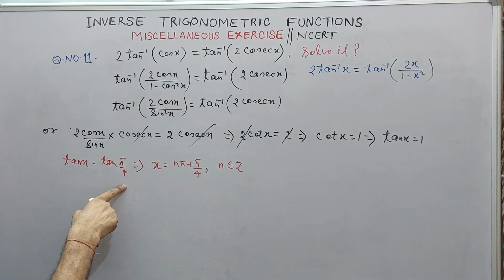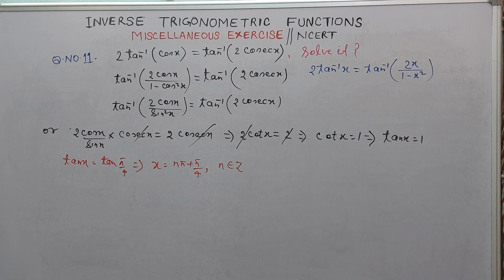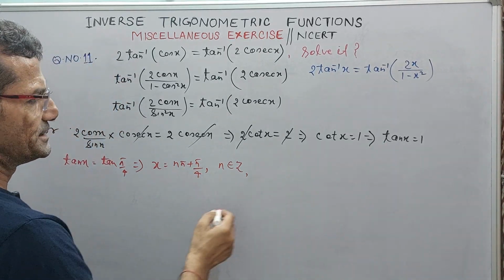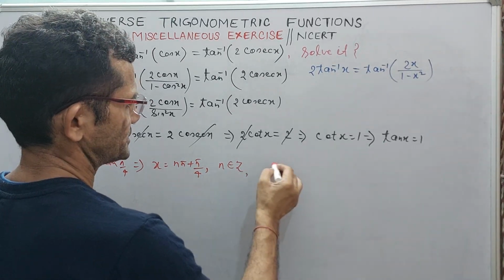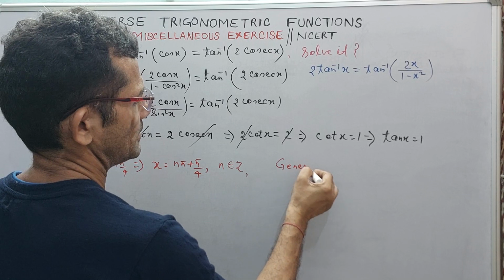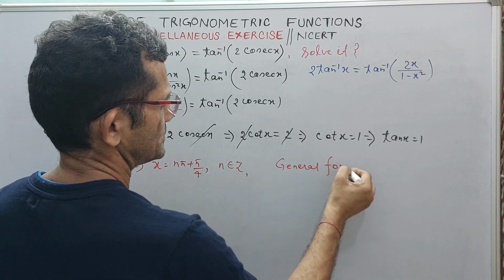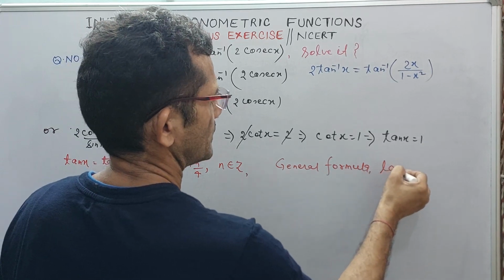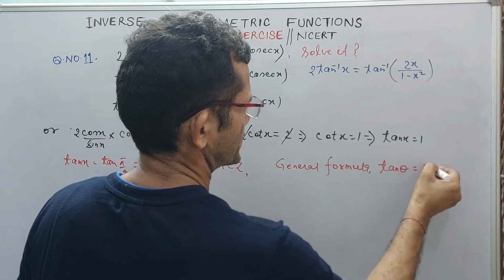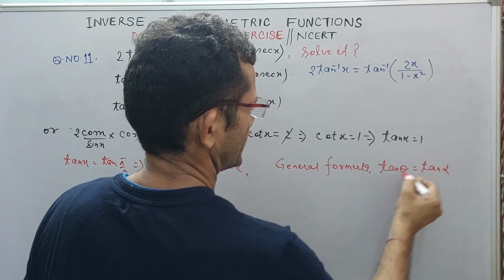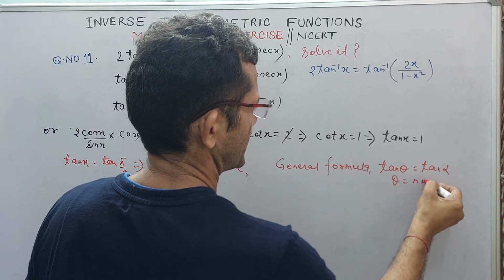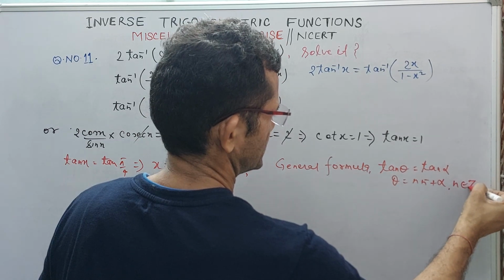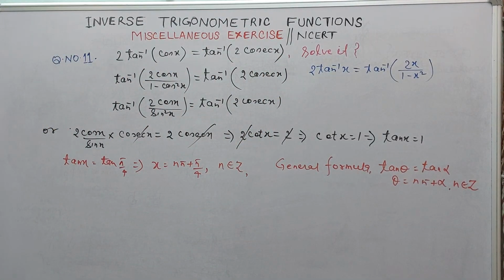So we have used a general formula. This is the general formula, and using this one, this is our answer. If tan theta is equal to tan alpha, then theta will be n pi plus alpha. Here n belongs to the set of integers. Z is the set of integers.